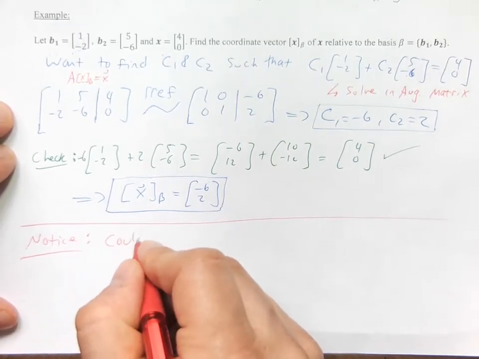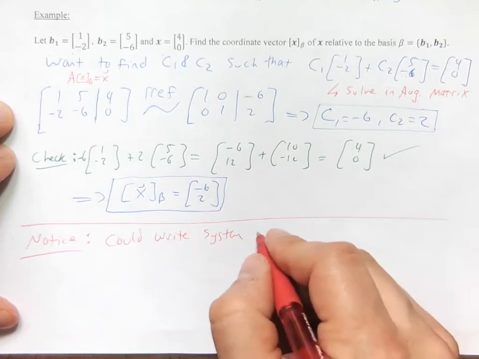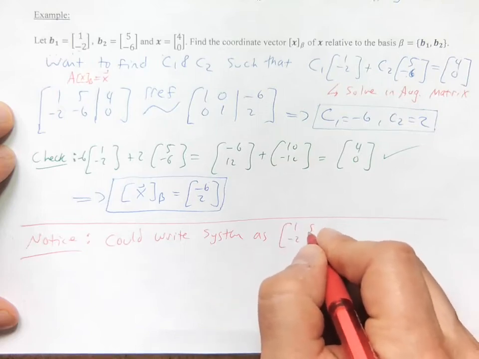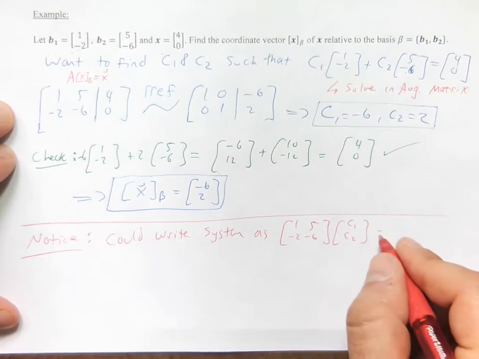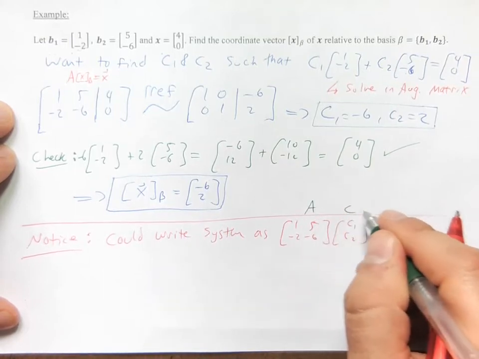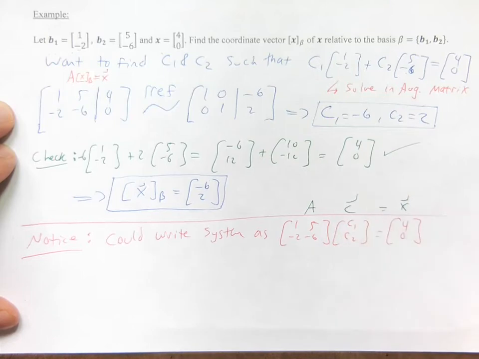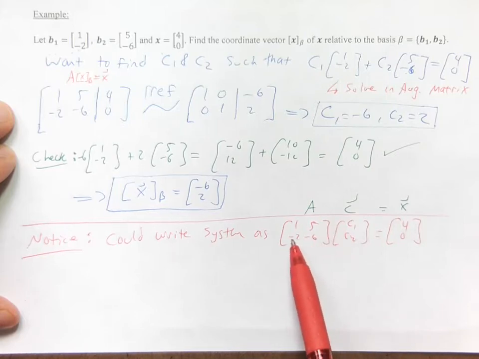Another thing we could have done is write the system as a matrix equation, so we could have written it like this. Basis elements in a matrix, the C1, C2 we're looking to find, and we want that to equal our given vector. Again, this is like A c equals x. Instead of doing the augmented matrix thing, we could have found the inverse of this matrix, multiplied on the left, and then solved the system that way, right? We talked about how we can do that from the inverse section.